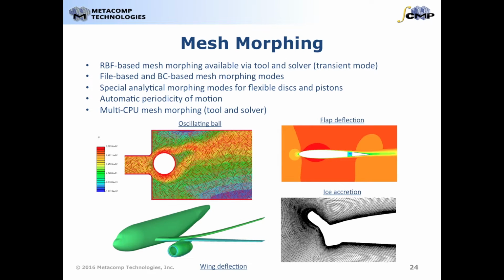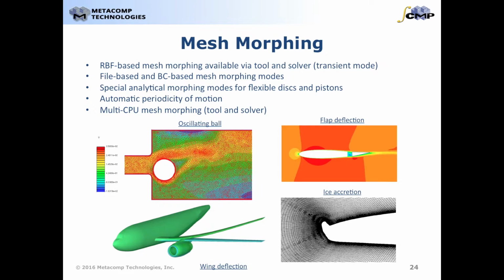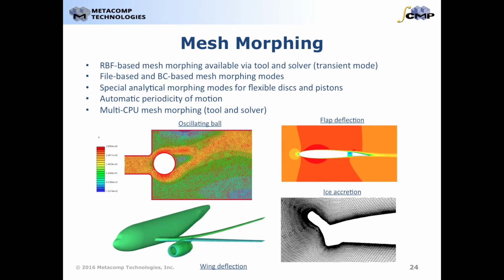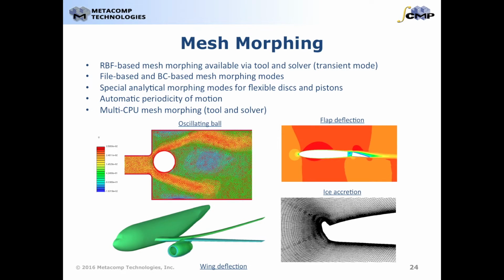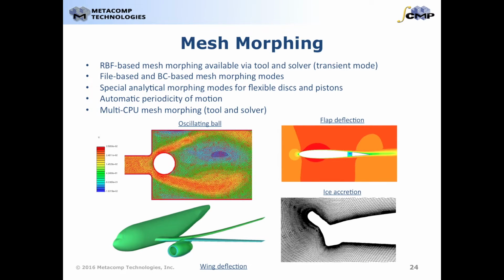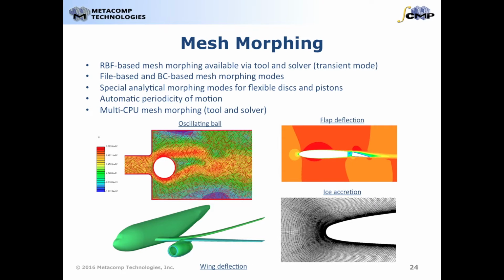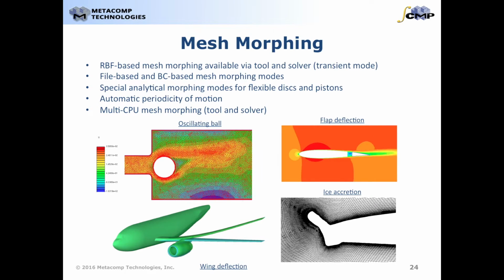The grid motion files invoke automatic periodicity of motion, and a multi-CPU mesh morphing algorithm is available via tool and solver. Various examples of mesh morphing are shown here, including flap deflection, ice accretion on an airfoil leading edge, and 3D wing deflection.